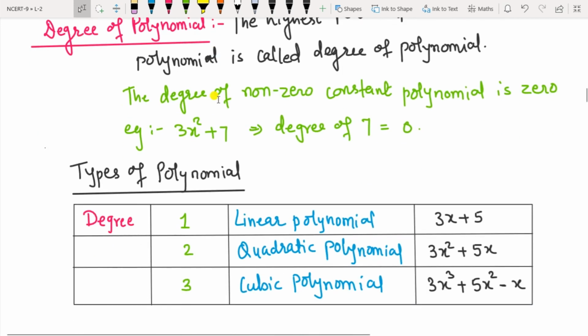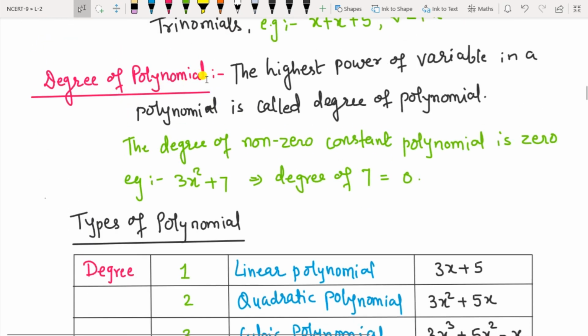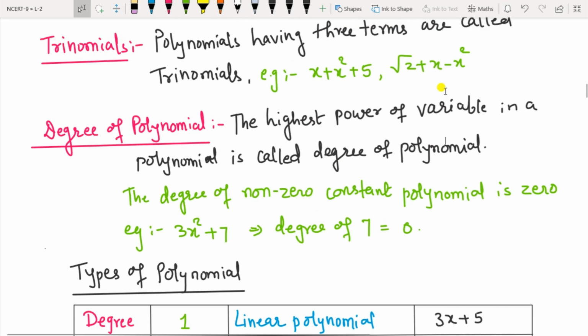Then comes the degree of a polynomial. What is the degree of the polynomial? Whatever polynomial is given, the highest power of the variable in the whole polynomial is called the degree of that polynomial. For example, in this case, this is a polynomial. The highest power here is 2, so the degree of this polynomial becomes 2. And for a constant number like this one, 7, the degree of a non-zero constant polynomial is 0, because here there is no variable. We have seen it above, it becomes x raised to 0. So the degree of 7 is 0 here.